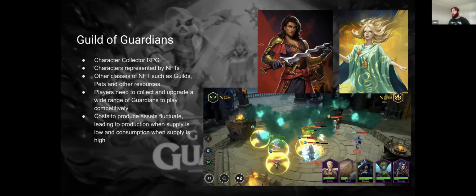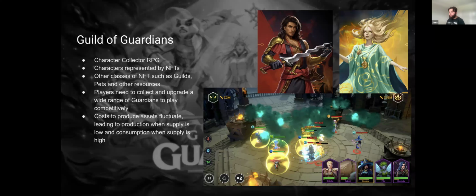Moving on to Guild of Guardians. So Guild of Guardians, as you can see in the bottom right, is a character collector RPG. So you collect different characters and you use them in battle to fight other players or NPC enemies. All of the characters in the game can be converted into NFTs, but not all of them are.